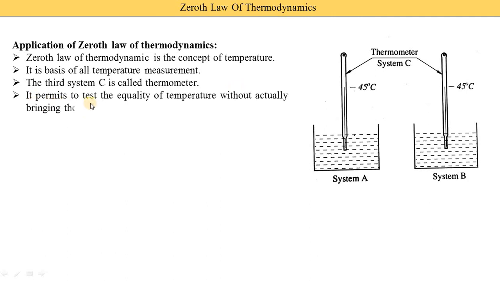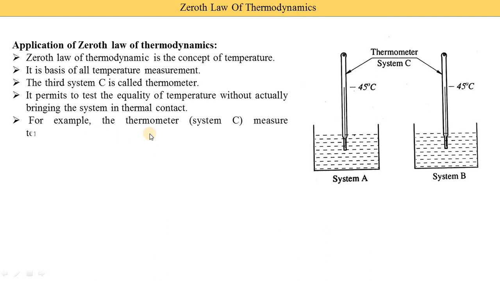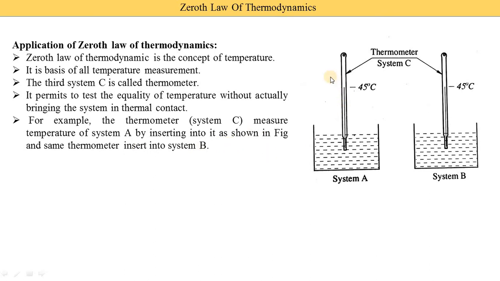It permits testing the equality of temperatures without actually bringing the systems into thermal contact. So we do not make contact between system A and system B. We decide that A and B are in thermal equilibrium by measuring their temperatures. Earlier we studied that they are in contact, but now A and B do not come in contact. We measure the temperature of system A and system B, and from those temperatures we decide that they are in thermal equilibrium.